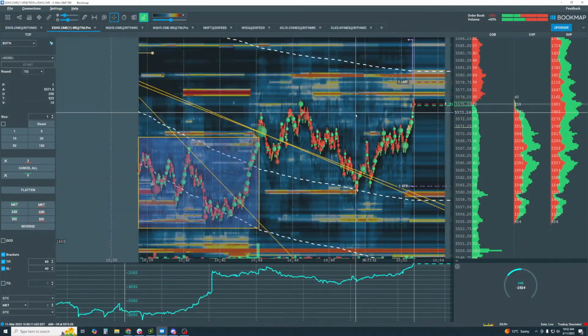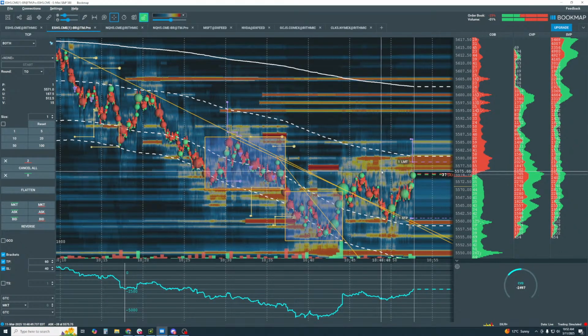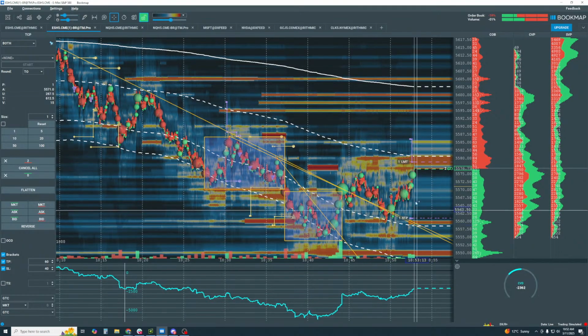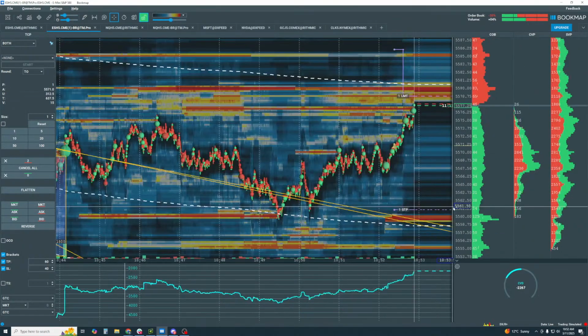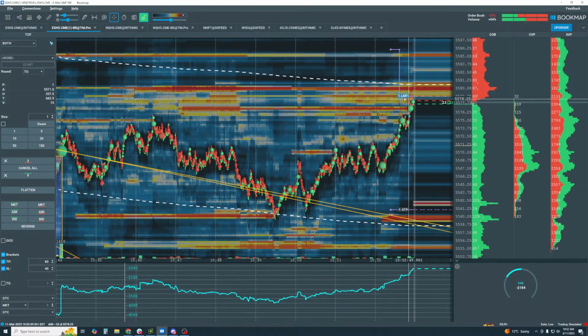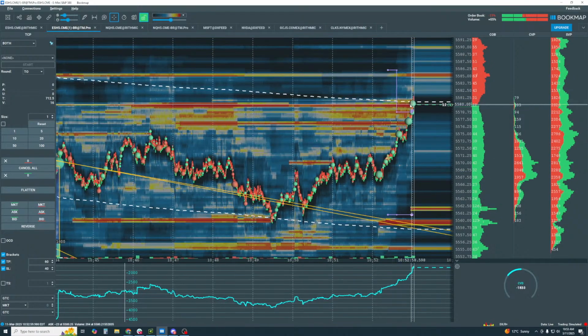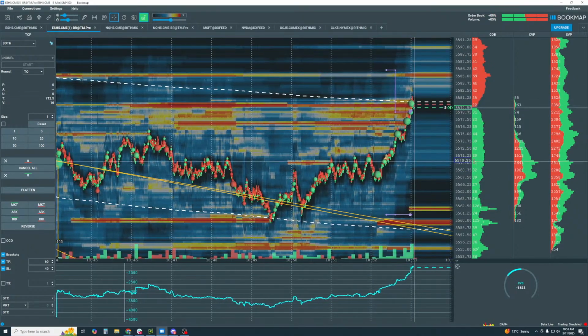Okay, so top of the range. Actually, we should be taking some off up here, but I think we've got enough for a bit more up a little higher here. Okay, high liquidity there, and let's see if we can get hit. Okay, there we go. And it's also hit the high liquidity at 55.80.